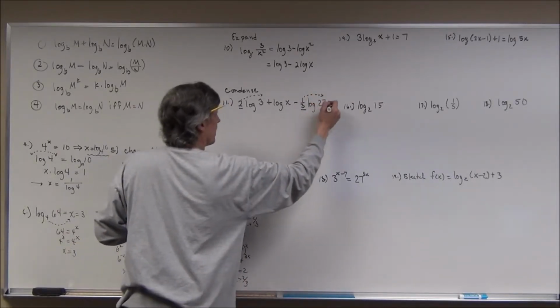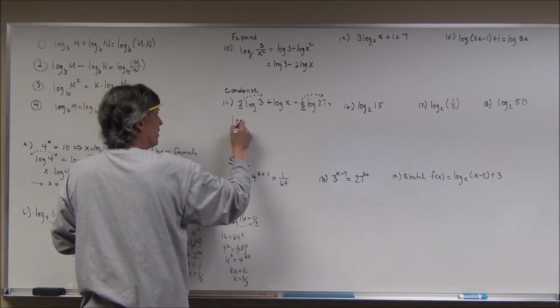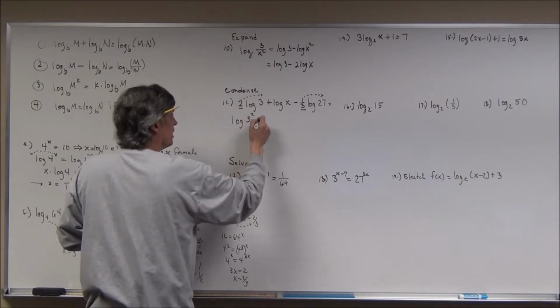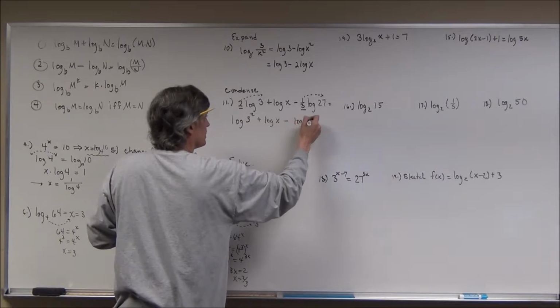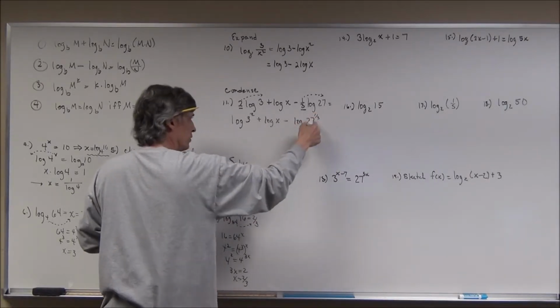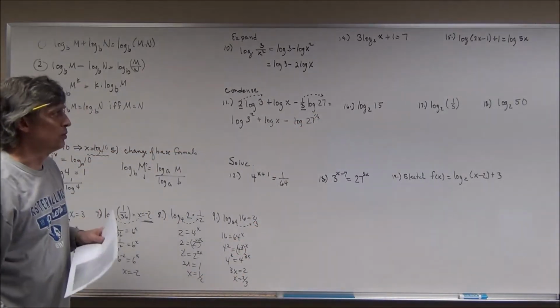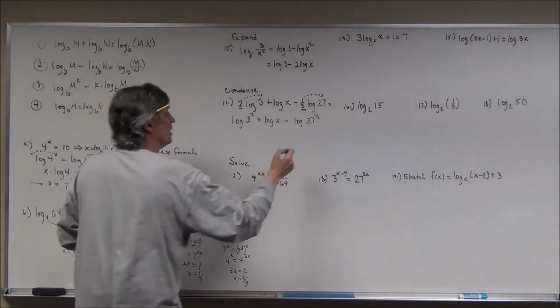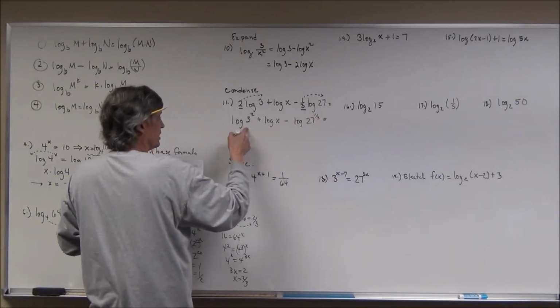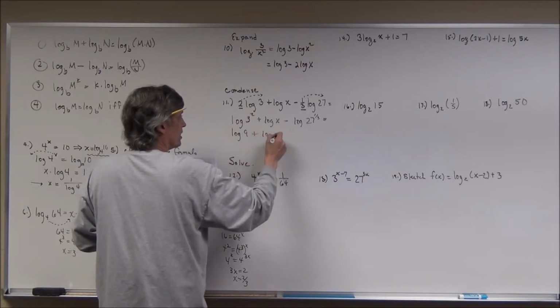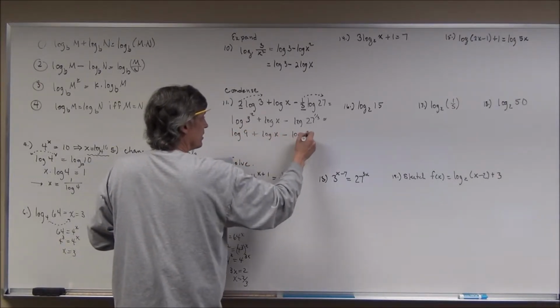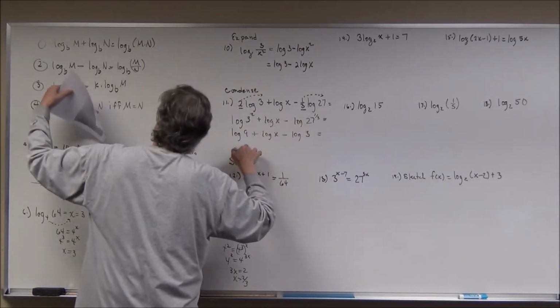I'm going to write this as the log of 3 squared, of course that's 9, plus the log of x minus the log of 27 to the 1/3. Now 27 to the 1/3, that's the cube root of 27, that's 3. So now I'm going to write this as the log of 9 plus the log of x minus the log of 3.